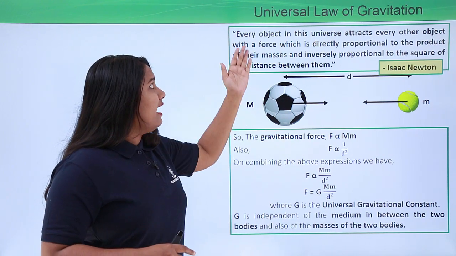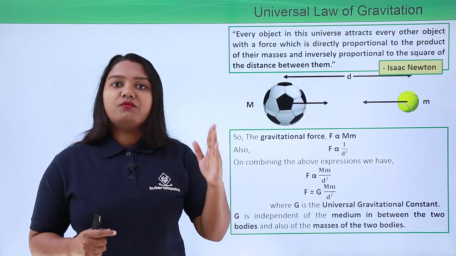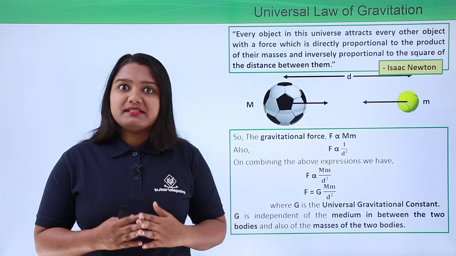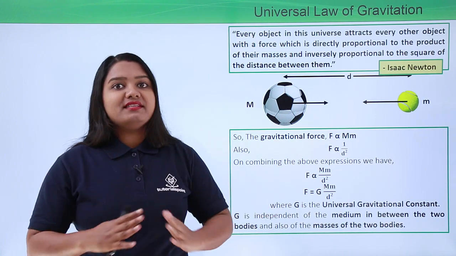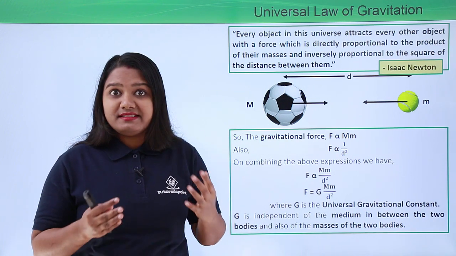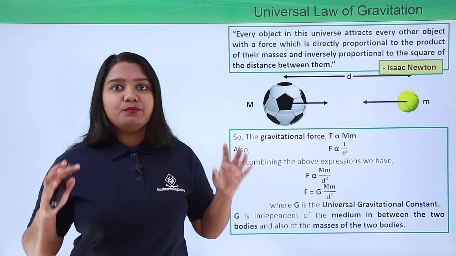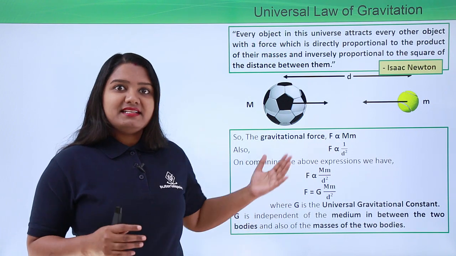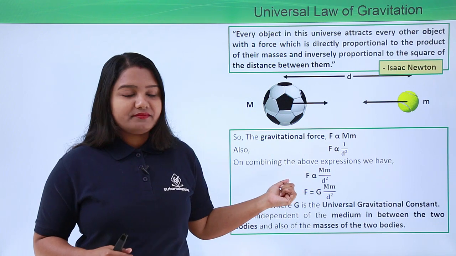Now this law, as the name suggests, is the universal law of gravitation. Now why is it called universal? It's called universal because it is so general that it can be applied to any two bodies in this universe. Not only the bodies which exist on Earth or the Earth itself or the solar system itself, but it can be applied to any two bodies in this whole universe. It is so general in nature, and that's the reason why it's called the universal law of gravitation.